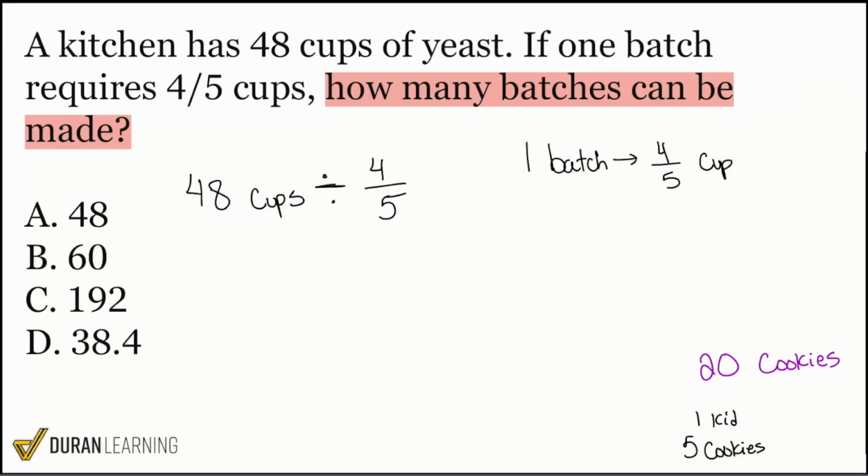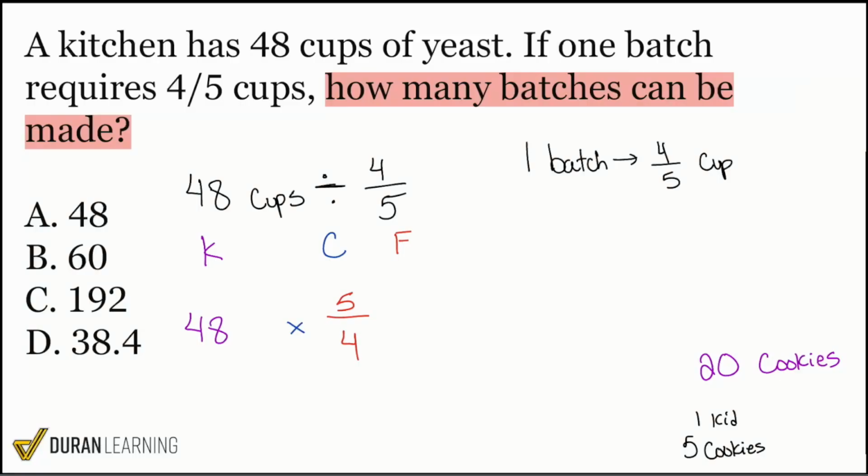Everybody, what are the 3 letters that we're going to follow for our rule here? KCF. That's right. Keep, change, flip. I am going to keep the 48 the same. Let me use purple for that. I will change from division to multiplication, and then I will flip the 4/5 to 5/4. That's all we have to do. And once we do that, we're set, because it's just arithmetic from here.